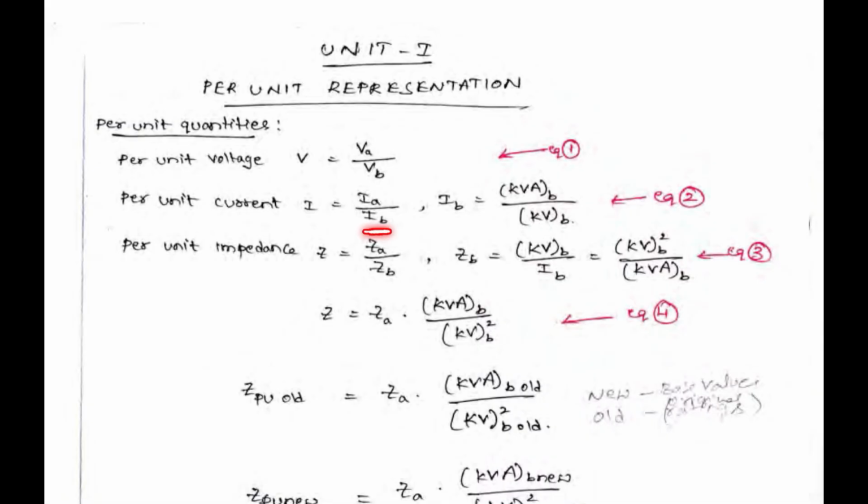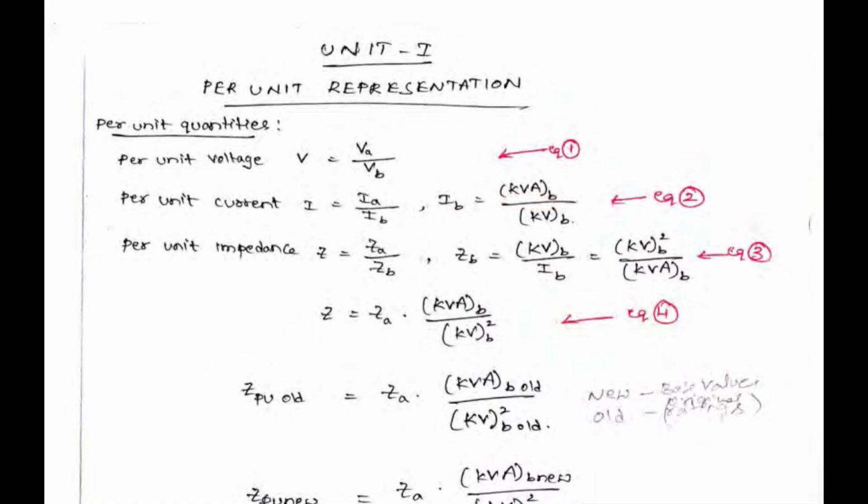From this we can write down the expression for the base current. Power P equals V into I, so similarly I equals power by voltage. So we can write base current as total power by total voltage.